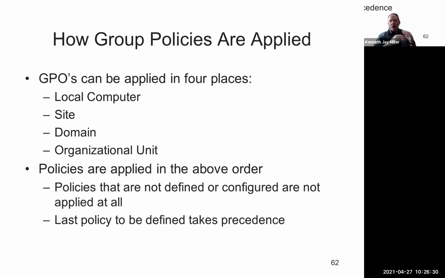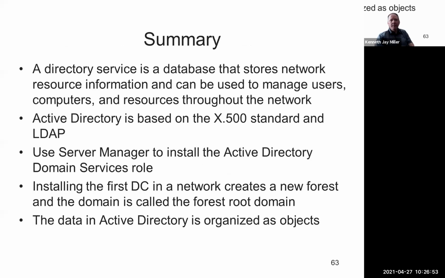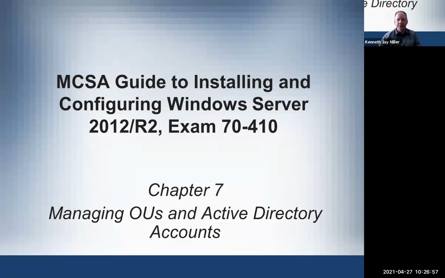Now, if policies are not defined at the higher level, the last policy that it reads will take precedence if they're contradictory. So if at the local computer the policy says that you can change your background, but the OU says you can't, the OU will take precedence. Okay, so if it's not defined or if it's contradictory, the last one takes over. All right, so that's a quick look at Active Directory.